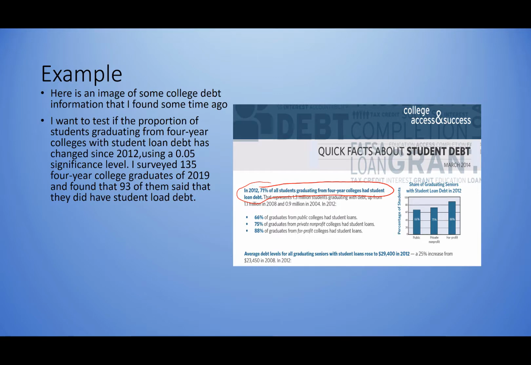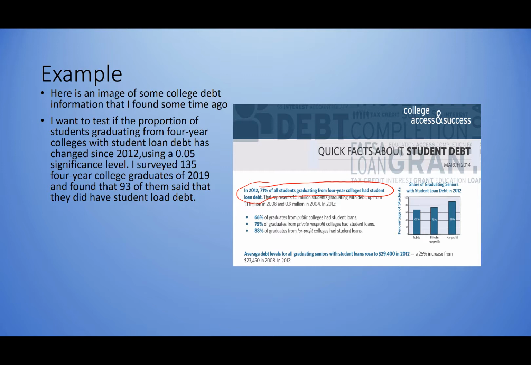What I want to do is test if the proportion of students graduating from four-year colleges with student loan debt has changed since 2012, and I'm going to use a 0.05 significance level. I tell you that I surveyed 135 four-year college graduates of the class of 2019 and found that 93 of them said that they did have student loan debt. So that's my situation.